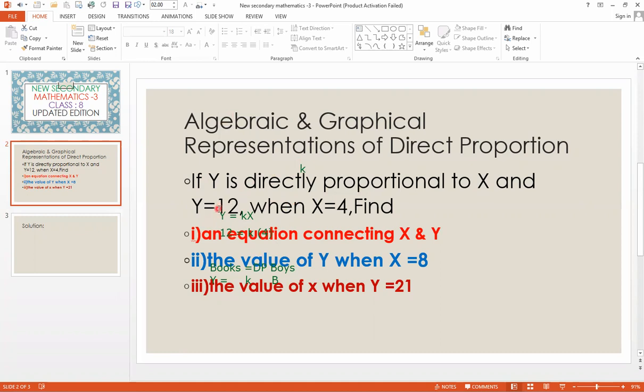So now first they are saying find an equation connecting x and y. Obviously, this letter k connects these two values x and y. So we have to actually find the value of k. How do we find the value of k? By putting the value of y. What is the value of y? That is 12. And what is the value of x? 4. And by putting this value in an equation.